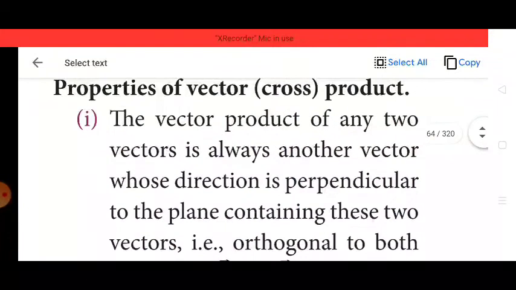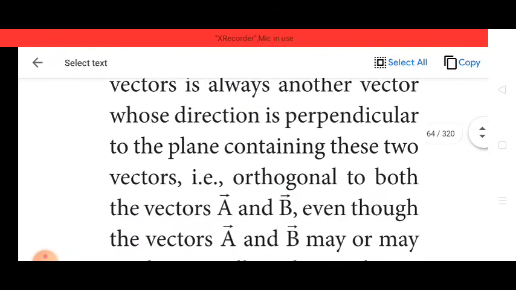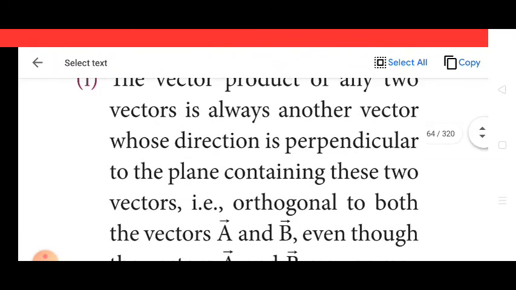First point, the vector product of any two vectors is always another vector whose direction is perpendicular to the plane containing the two vectors. That means orthogonal to both vectors A vector and B vector, even though the vectors A and B may not be mutually orthogonal. They are saying C vector is perpendicular to both A vector and B vector, nothing else.